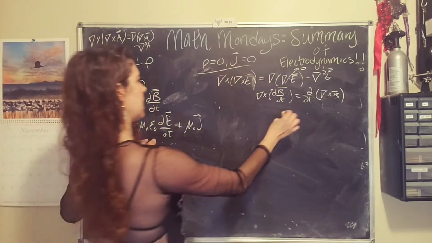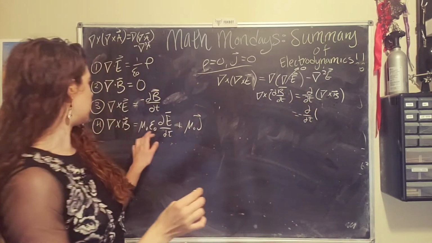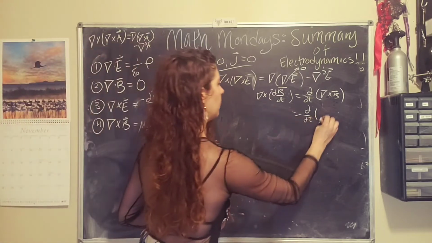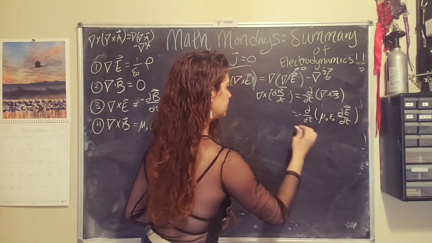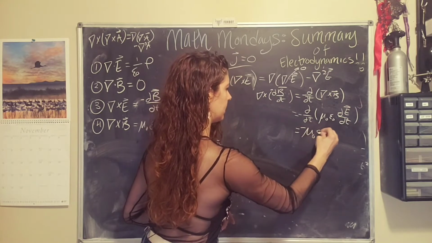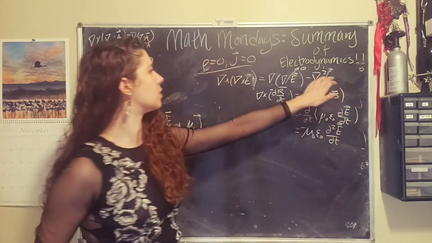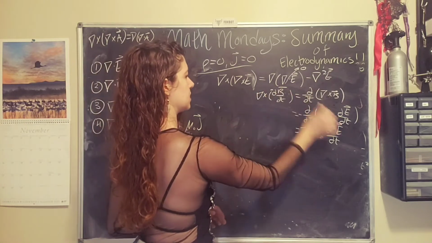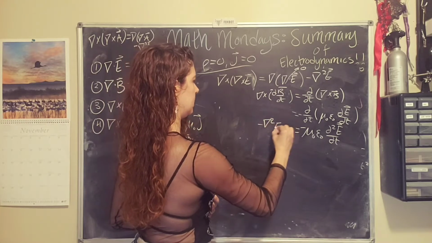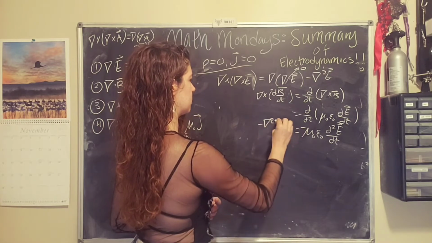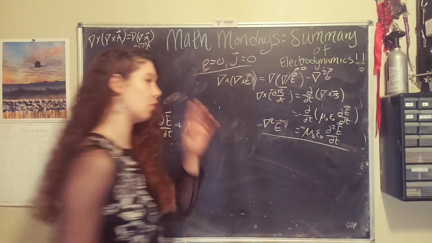And so what we're going to get is negative d dt of mu naught epsilon naught dE dt. And this simplifies to negative mu naught epsilon naught d squared E dt squared. And so now we have these two pieces equal this piece. This is 0. And so we end up with negative del squared E equals this. And so the negatives cancel. Boom. Okay, so that's equation number 1.